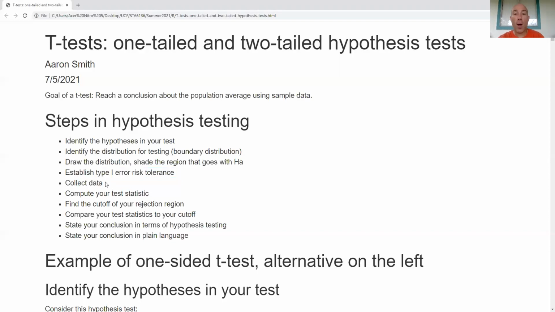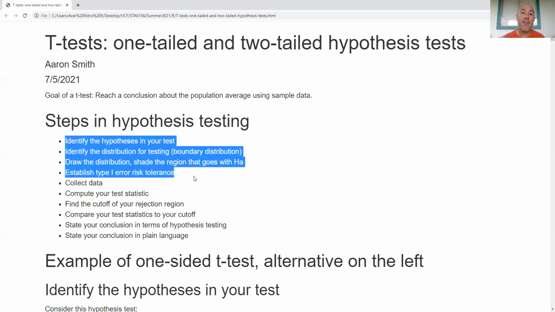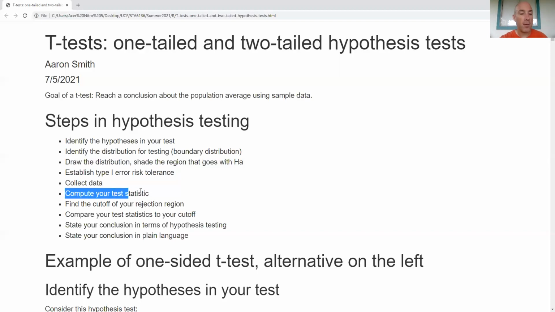Then I collect my data. I want to point out that everything here I do before I even have data. When I do hypothesis testing, I have a game plan, I set everything up, then I get data, then I do the computations and reach a conclusion. After I have my data, I compute my test statistic. I find the cutoff of the rejection region. I compare my test statistic to the cutoff. I state my conclusion in terms of hypothesis testing. And then I state my conclusion in plain English.